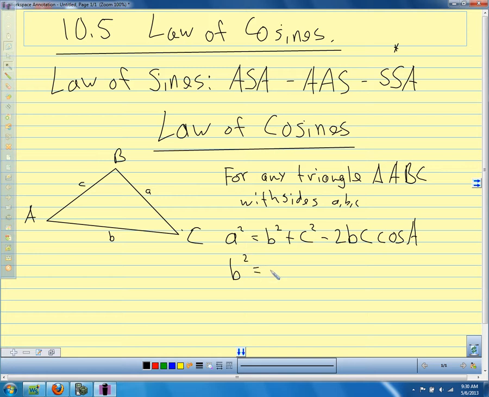b squared equals a squared plus c squared minus 2ac cosine b. Sorry, I wrote this down wrong. There we go. And our third equation, c squared equals a squared plus b squared minus 2ab cosine c.